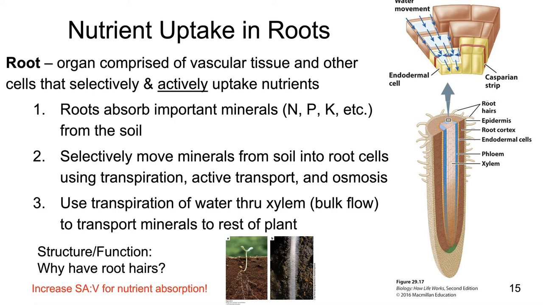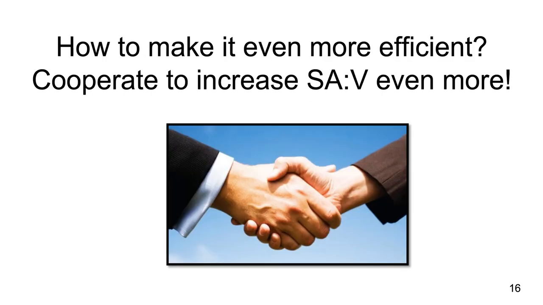All right, if you said to increase surface area to volume ratio for nutrient absorption, that is correct. So having all those tiny little hairs creates a really high surface area to volume ratio for the plant, and having that high surface area to volume ratio creates more surface area for absorption of nutrients and absorption of water. And you can actually make it even more efficient through cooperation to increase surface area to volume ratio.